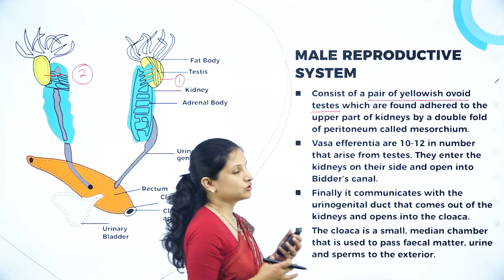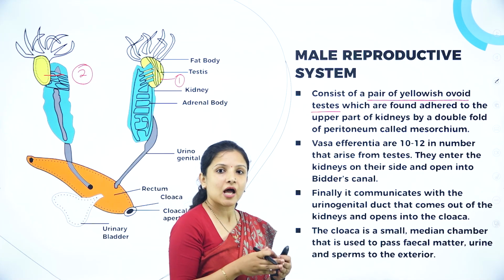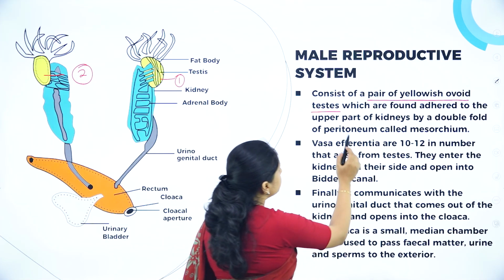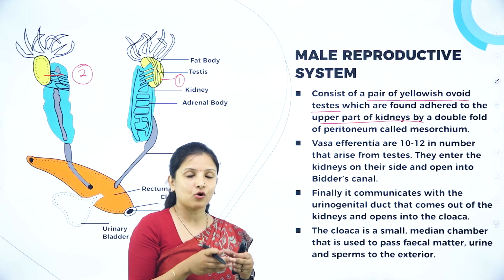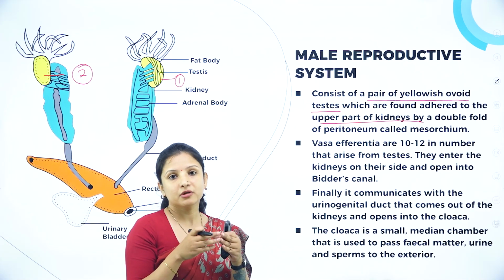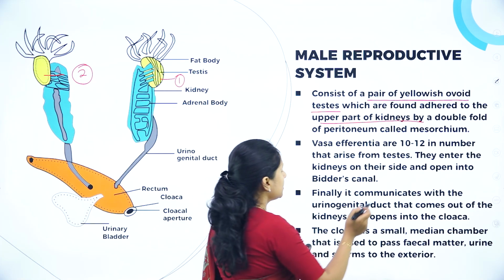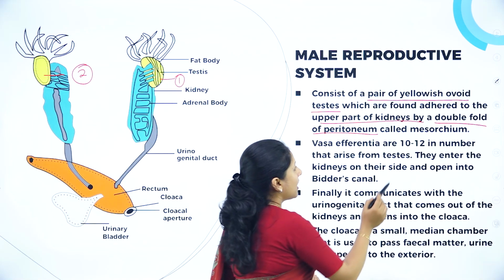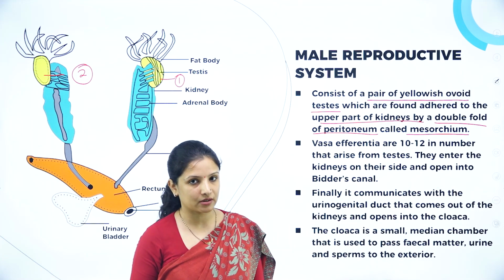And where exactly is this testis present? It is attached, adhering or sticking, to the upper part of the kidney. Now how do they adhere, or come in contact with, the upper part of the kidney? It is by a double-folded peritoneum, which is a membrane, and that membrane is called the mesorchium. So peritoneum is nothing but a membrane.